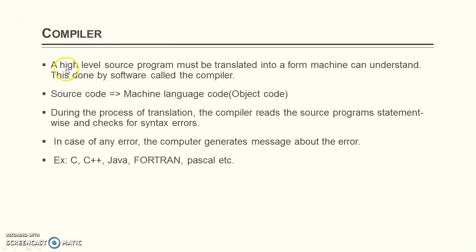So as we know, the compiler is a translator that translates a high level source program into a machine readable program, done by software known as the compiler. The compiler translates your source code into machine language code that is known as the object code. During translation, the compiler reads the source program statement wise and checks for syntax errors. In case of any error, it will generate an error message. Various languages use a compiler to translate their programs, like C, C++, Java, Fortran, Pascal. Each language has its own compiler that translates that language into a machine readable language.